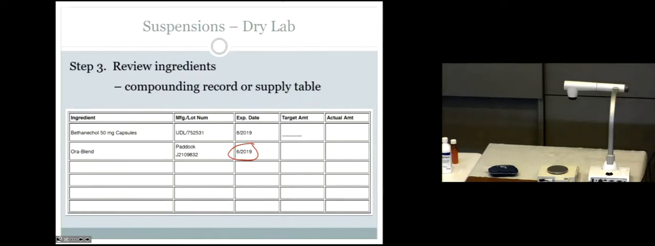So can you just write 14 days? No. So what is 14 days from today? This is a tricky one because it goes into a different month. 30, 31, May 2nd. Very good. May 2nd of 2019 would be your Beyond Use date, 14 days from today.